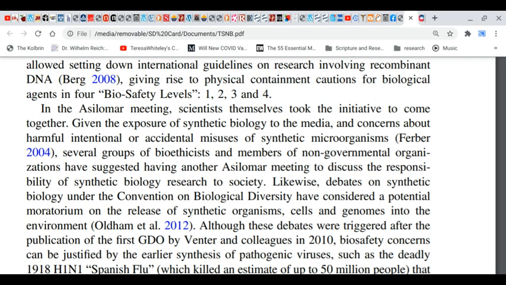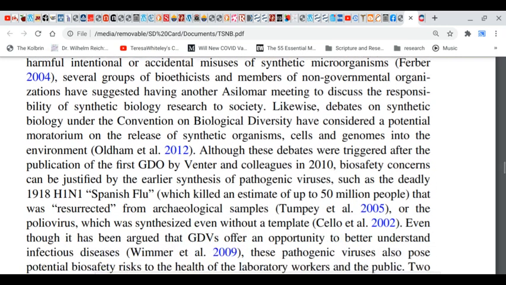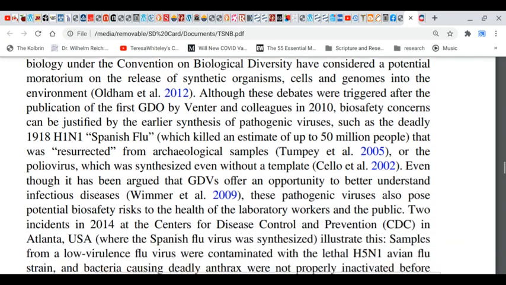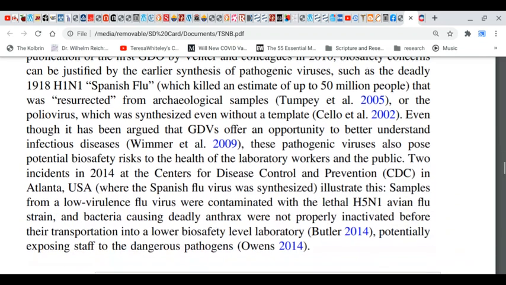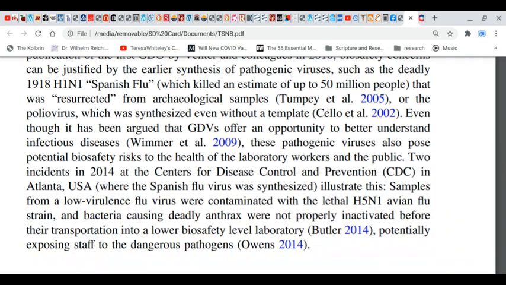Although these debates were triggered by the publication of the first GDO by Venter and colleagues in 2010, biosafety concerns can be justified by the earlier synthesis of pathogenic viruses such as the deadly 1918 H1N1 Spanish flu, which killed an estimated 50 million people, that was resurrected from archaeological samples, or the polio virus, which was synthesized even without a template. Even though it's been argued that GDVs offer an opportunity to better understand infectious diseases, these pathogenic viruses also pose potential biosafety risks to the health of the laboratory workers and the public.